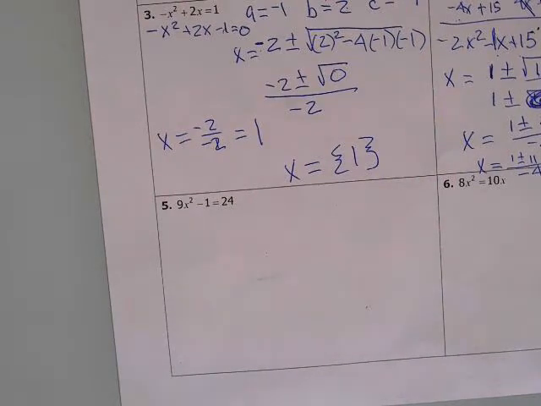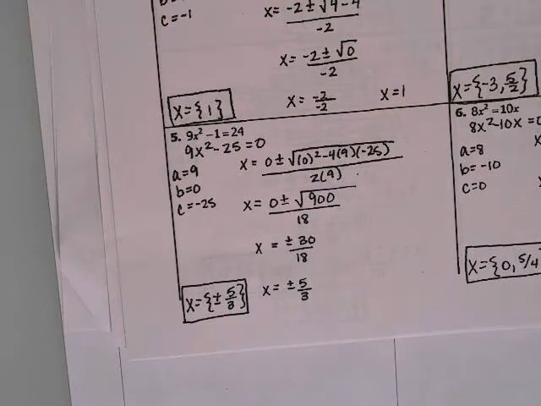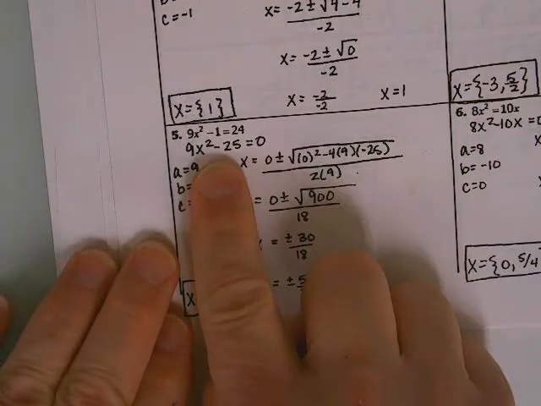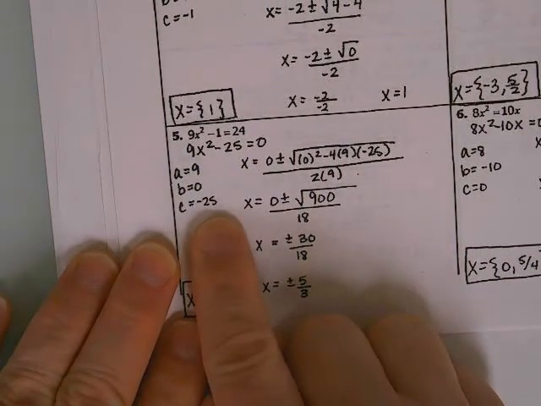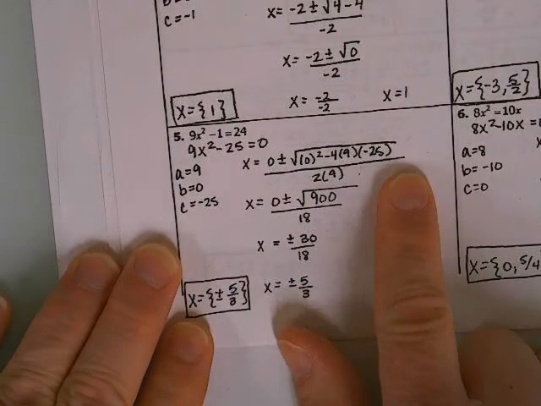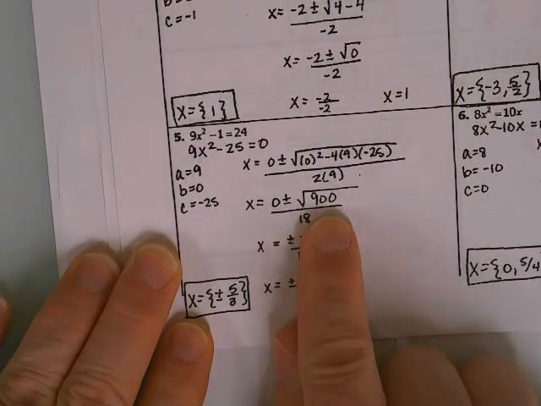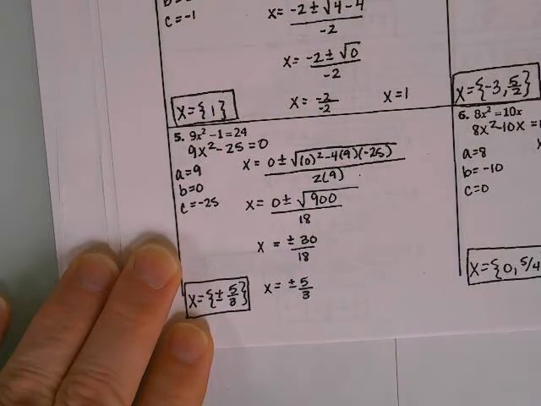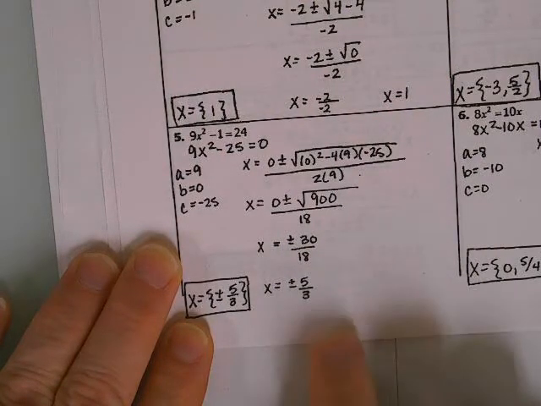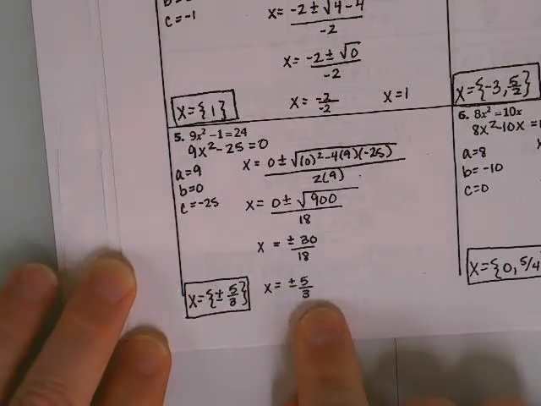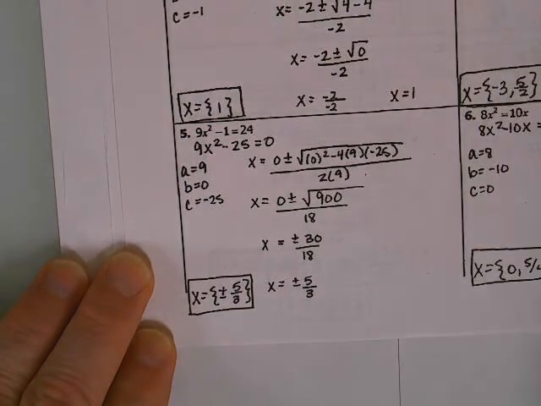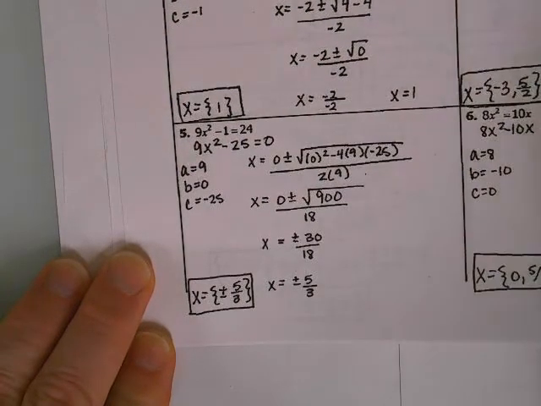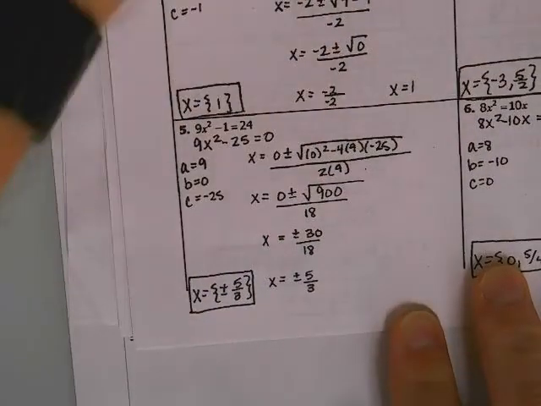Everybody try number 5. So when we put this in standard form, there is no b x term. So b is 0, a is 9, c is negative 25. Plug those values in. 0 plus or minus the square root of 900 over 18, which is plus or minus 30 over 18, reduces to plus or minus 5/3. So that's positive 5/3 and negative 5/3. Or 1 2/3 if you wrote it that way is fine too. Okay? Any questions?